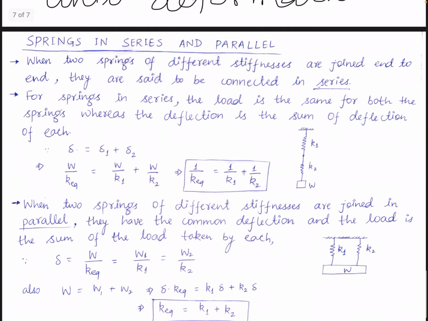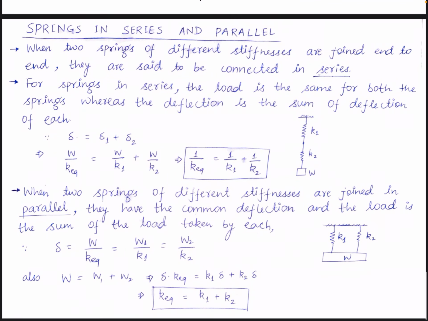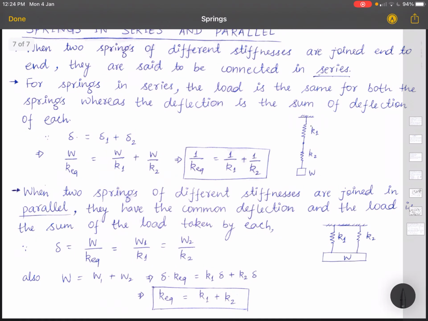Now let us see if the spring can have different combinations. They can be in series, they can be in parallel, or maybe a combination of both. These are just like resistances, which you have seen in your electrostatics classes. When two springs of different stiffness are joined end to end, you have to check that the springs are joined end to end. You can see here, this is series combination. And if they are not joined and they have a common deflection, you can see if W is here, K1 and K2 springs will deflect by the same amount. So this is parallel.